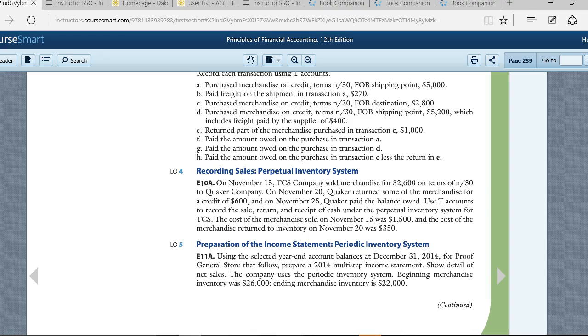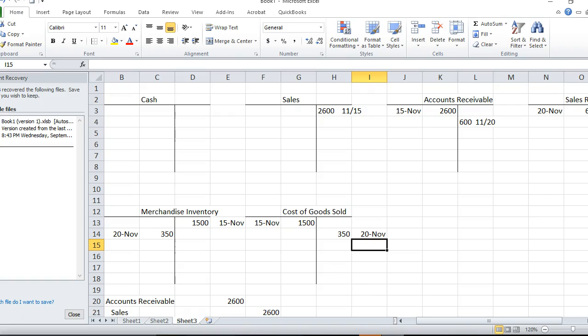Next, Quaker paid the balance owed on November 25th. Now, did he take advantage? No, there was no discount to be taken. So on November 25th, he paid the balance. How much does he owe, guys? $2,000? He owes $2,000.